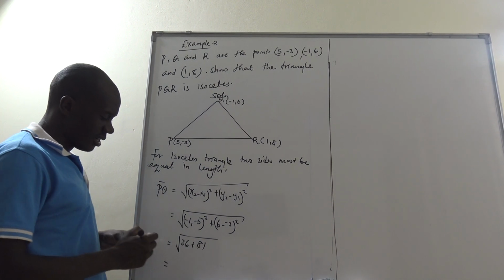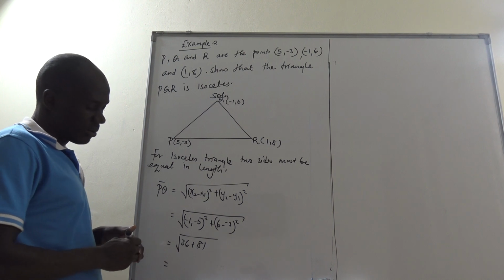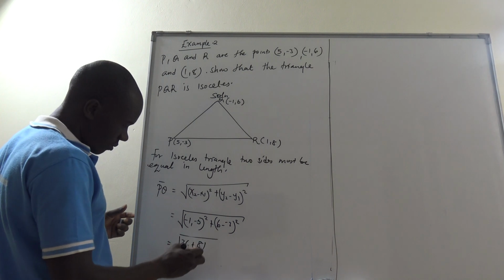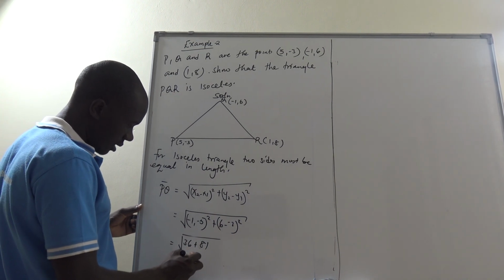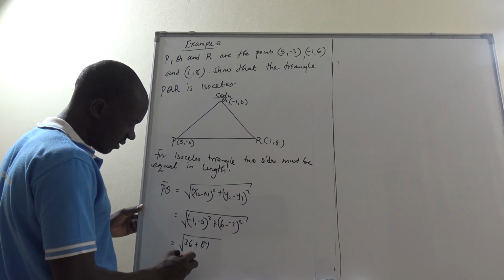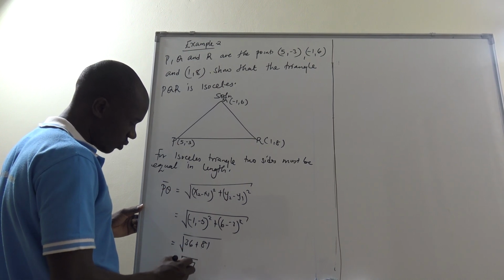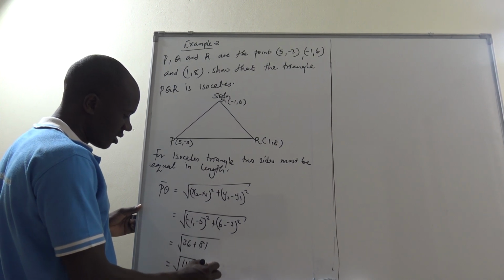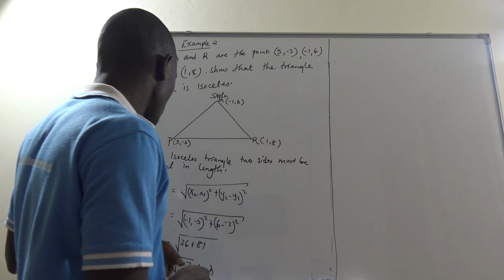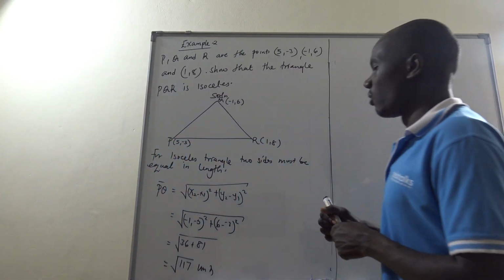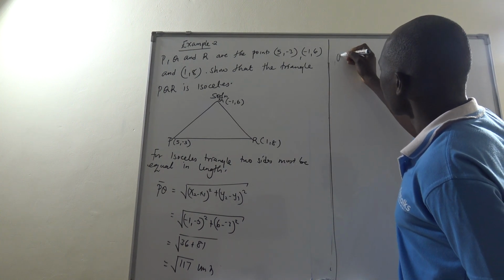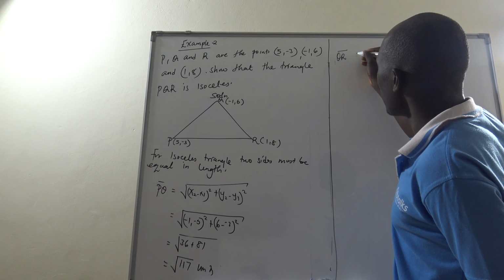So when you add 36 plus 81, we are coming out with 117. We are coming out with root 117 units as the length of PQ. So after coming out with the length PQ, also go to length QR. How do we get length QR?